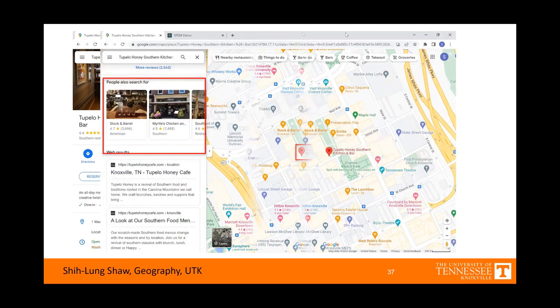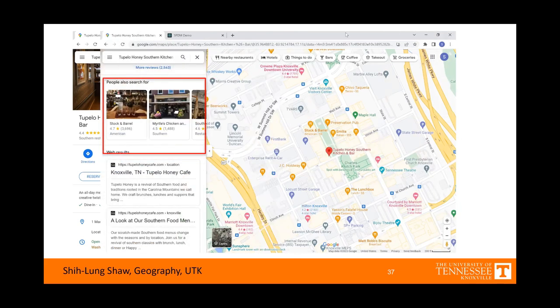And also, have you used the "People also search for"? What's that? Other suggestions? Yeah. So Google aggregates all these searches and says, people who search this restaurant also search this other restaurant. So that's one. That's a relational space. Okay. But now we have to look at them individually. It's hard to connect all these together in Google Maps.